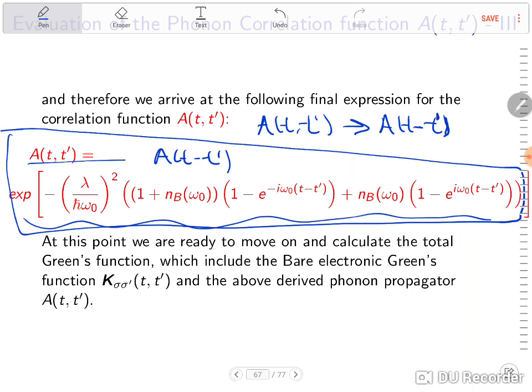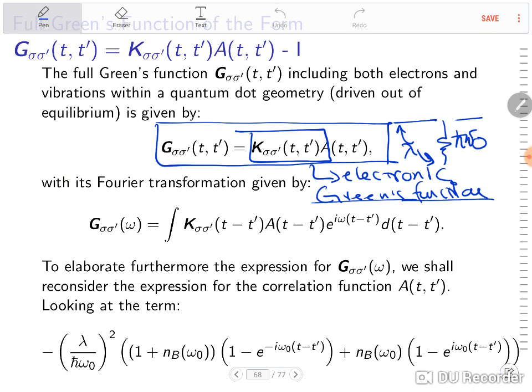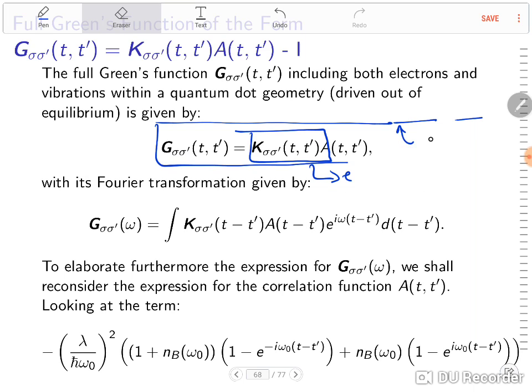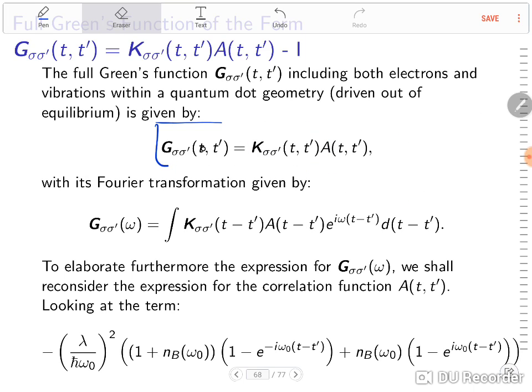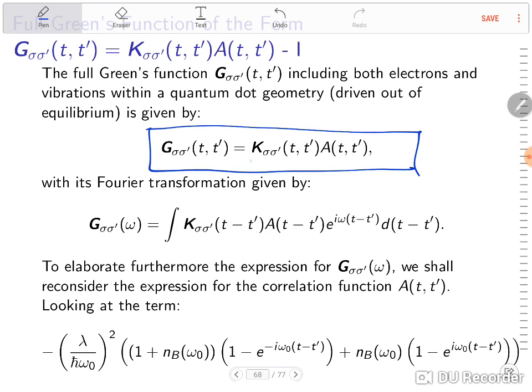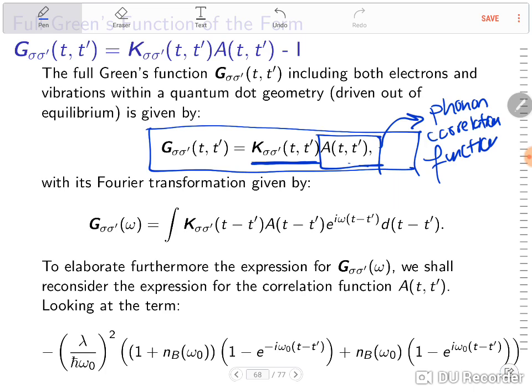This is what we got last time, and then we said, let's erase a little bit of the space here to create some room. We said that the total electronic Green's function was just the product between the purely electronic part with no vibrations times this correction A(t, t prime) that I have been calling throughout some videos the Phonon correlation function. It's not a Green's function, it's just a correction to the Green's function, a multiplicative correction.